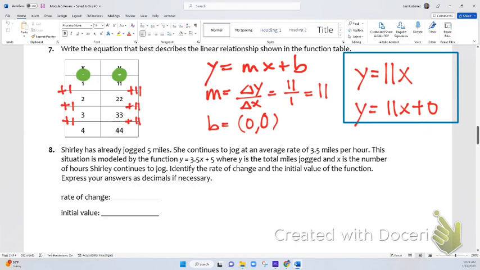So the rate of change is how many miles she is running per hour. We've already established that that is simply 3.5. So every single hour, she's able to run 3.5 miles. Okay? And then the initial value is how many miles she's already ran. She's already ran a total of 5 miles. So that's our initial value. Boom, you're done. You don't need to do anything else.